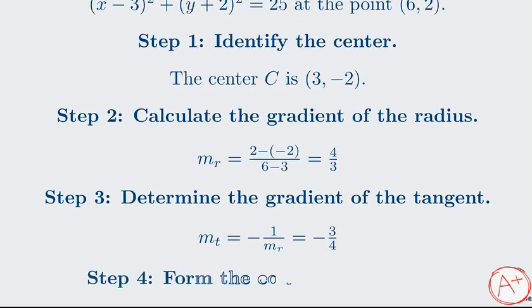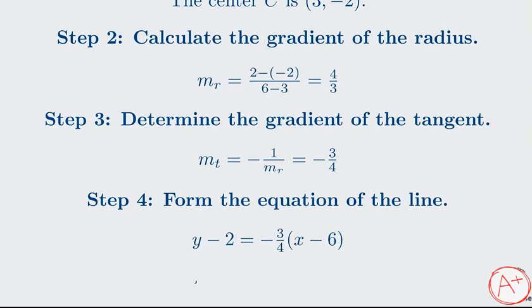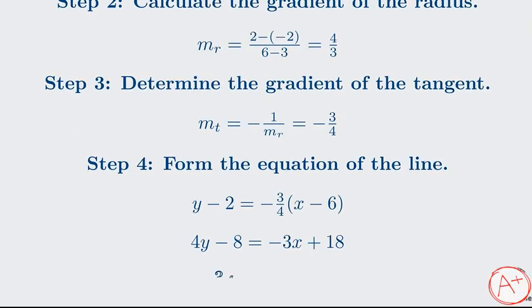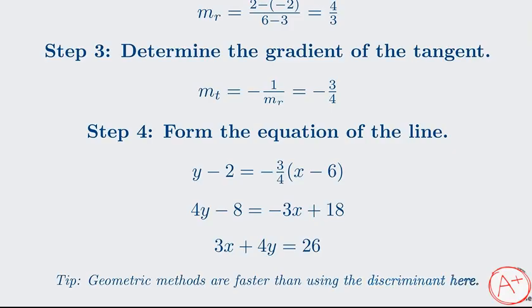Step 4. Form the equation of the line. We use the point-gradient formula y - y1 = m(x - x1) with the point (6, 2). Substituting in the values gives y - 2 = -3/4 (x - 6). Multiply by 4 to clear the fraction, then rearrange to get 3x + 4y = 26. This method is far more efficient than substituting a general line y = mx + c into the circle and setting the discriminant to 0. Always look for the geometric shortcut.